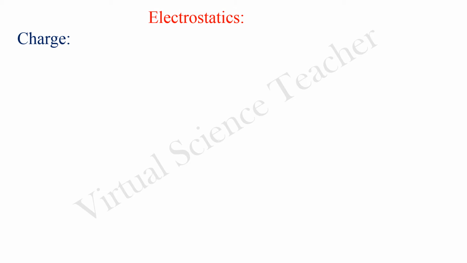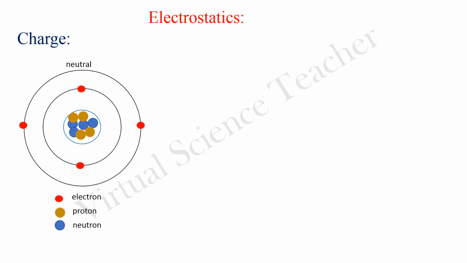So now comes charge. Charge is a physical entity, and this is like mass. Okay, let's start with an atom. All matter consists of atoms, and an atom consists of electrons, protons, and neutrons. Electrons, protons, and neutrons are called elementary particles.